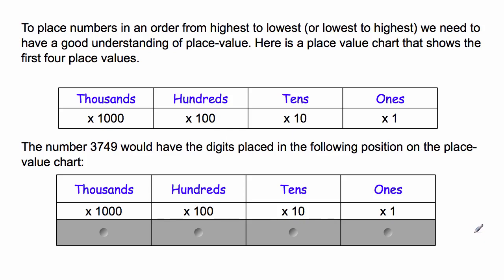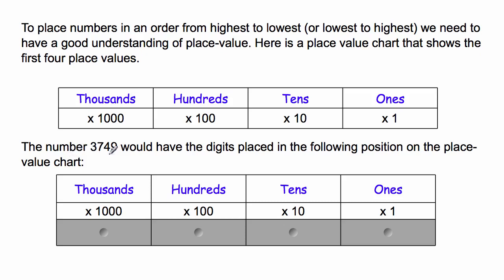In order to place numbers in an order from highest to lowest or lowest to highest, we need to have a good understanding of place value. Now here on this page we have a place value chart that shows the first 4 place values, our ones column, tens, hundreds and thousands.